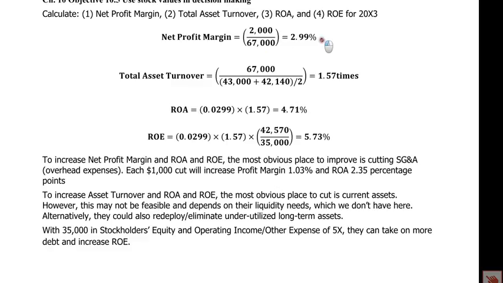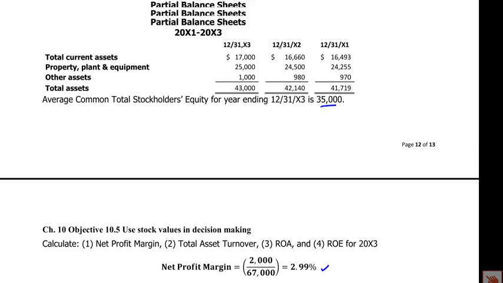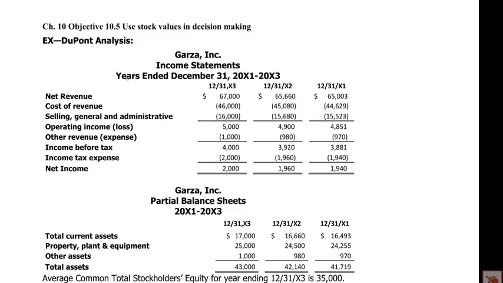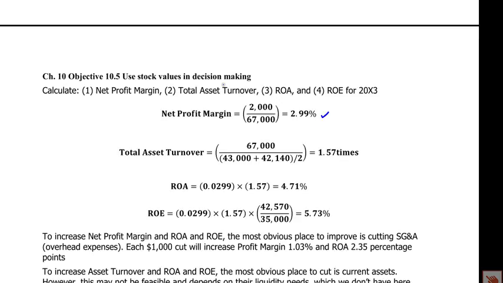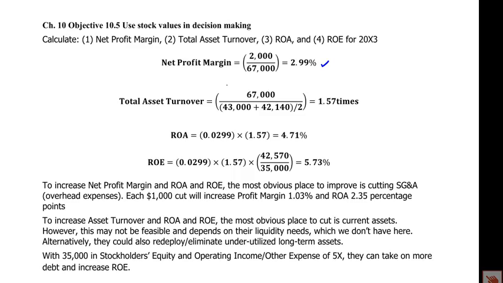So this is the same as before. The net profit margin is, let's see where we got it from, the 2,000 of net income divided by the 67,000 of net revenue. I hope the scrolling up and down isn't making you seasick or something. And total asset turnover is net sales revenue divided by average total assets. So we got an ROA of 4.71.